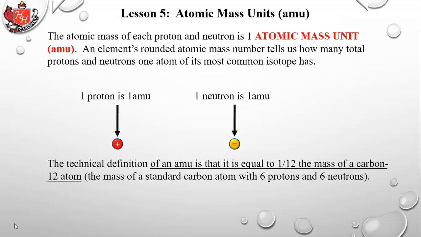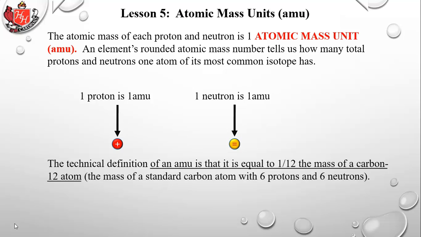The technical definition of an atomic mass unit is that it is equal to 1/12 the mass of a carbon-12 atom, the mass of a standard carbon atom with 6 protons and 6 neutrons. Now, why do they give you that technical definition and not just say 1 neutron? Because, as I said, a neutron really is slightly more massive than a proton, ever so slightly. So they decided to make an atomic mass unit kind of an average of the mass.